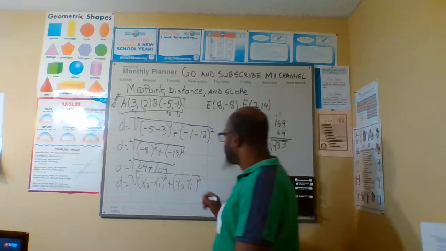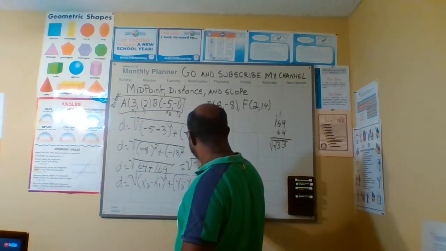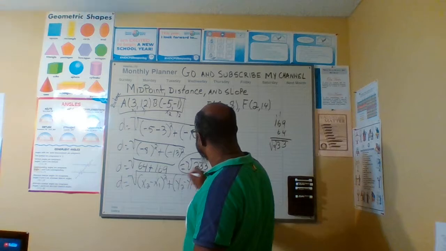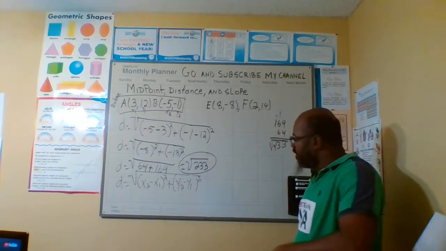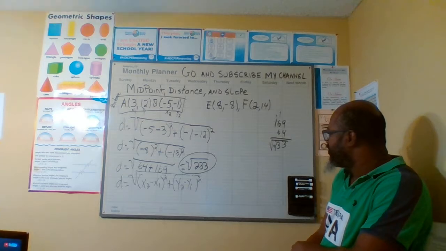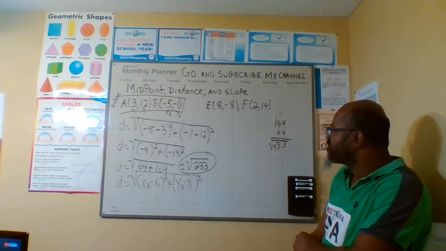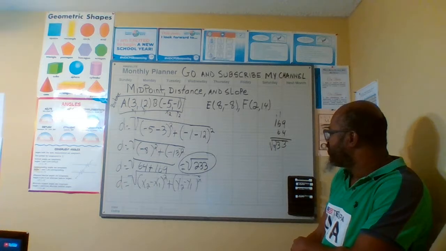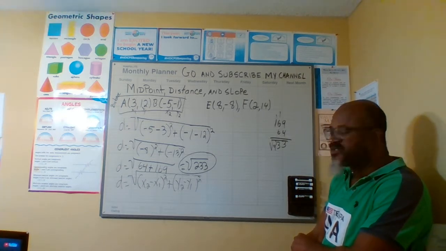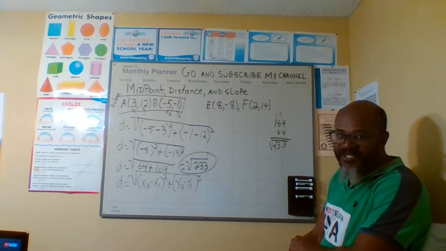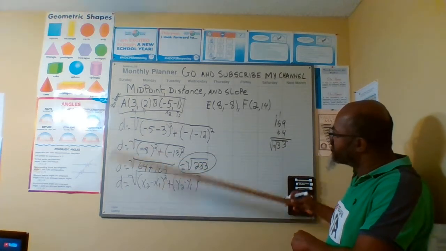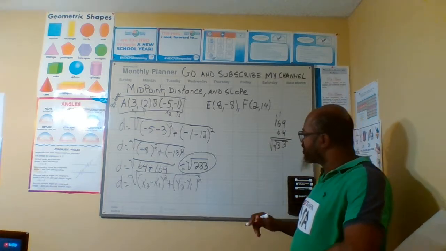The answer is the square root of 233. This is a number that cannot be simplified any further. If you are allowed to use a calculator, then use a calculator to find the square root of that, which will give you a decimal. You would do that only if you are asked to estimate or approximate it. Other than that, you leave the answer as that. So that is where you start.